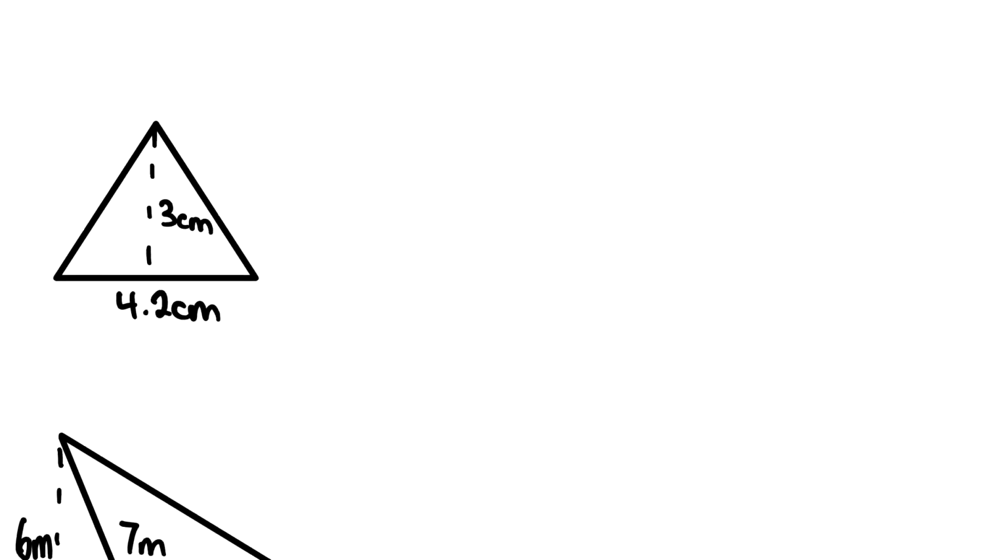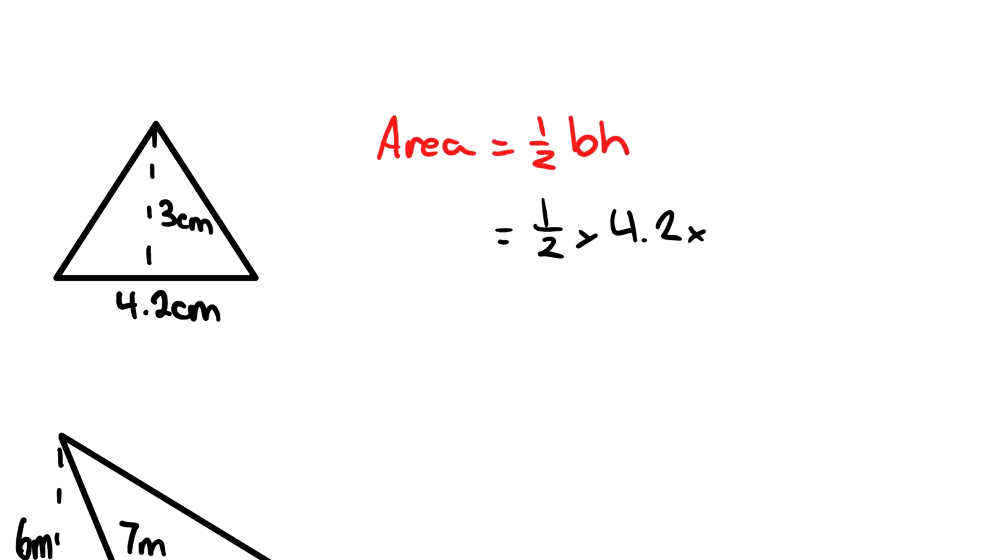Now, here we have a basic triangle, and I'm going to use that formula to find its area. So again, area equals a half base times height. So in our example, the half stays, the base is 4.2, and my height is 3. Now, if you put that into a calculator and get your answer, it's 6.3.